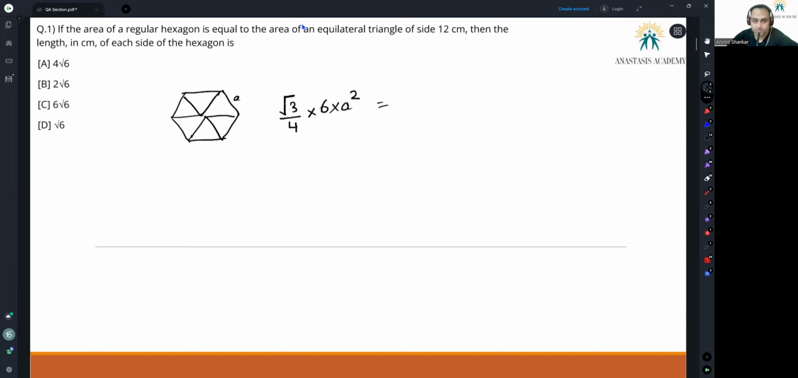This is equal to, according to the question, root 3 by 4 into 144, or 12 square. So root 3 by 4 goes out of the window straight away. A square is equal to 24, or A is equal to 2 root 6, or option B.